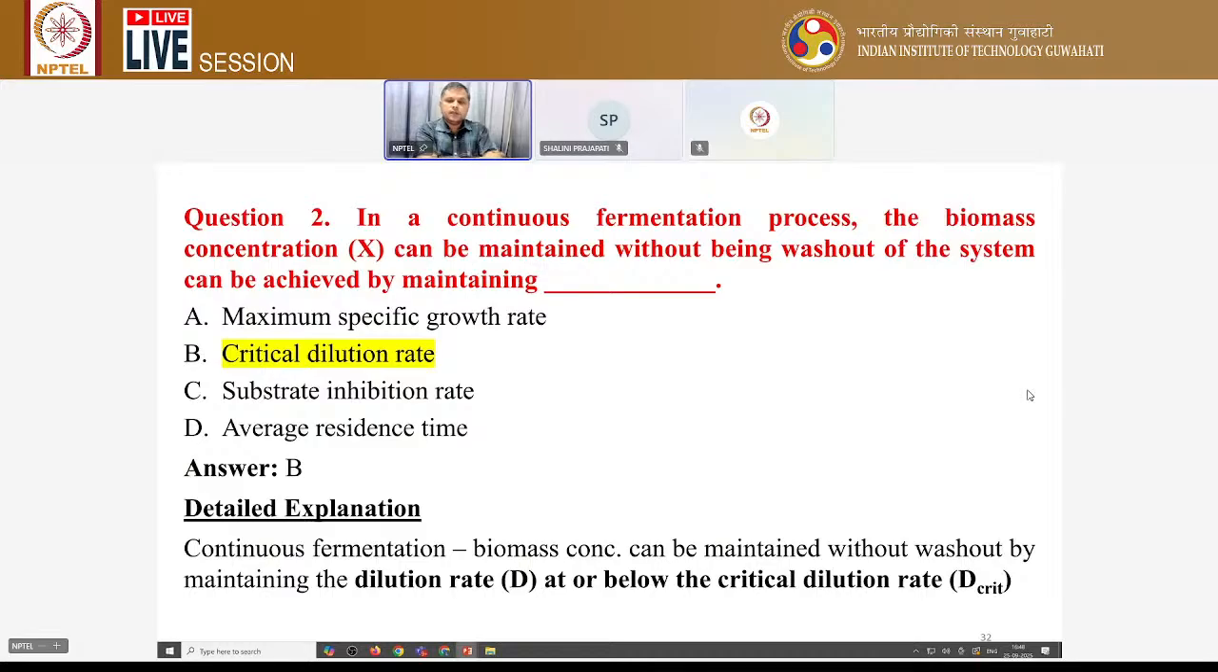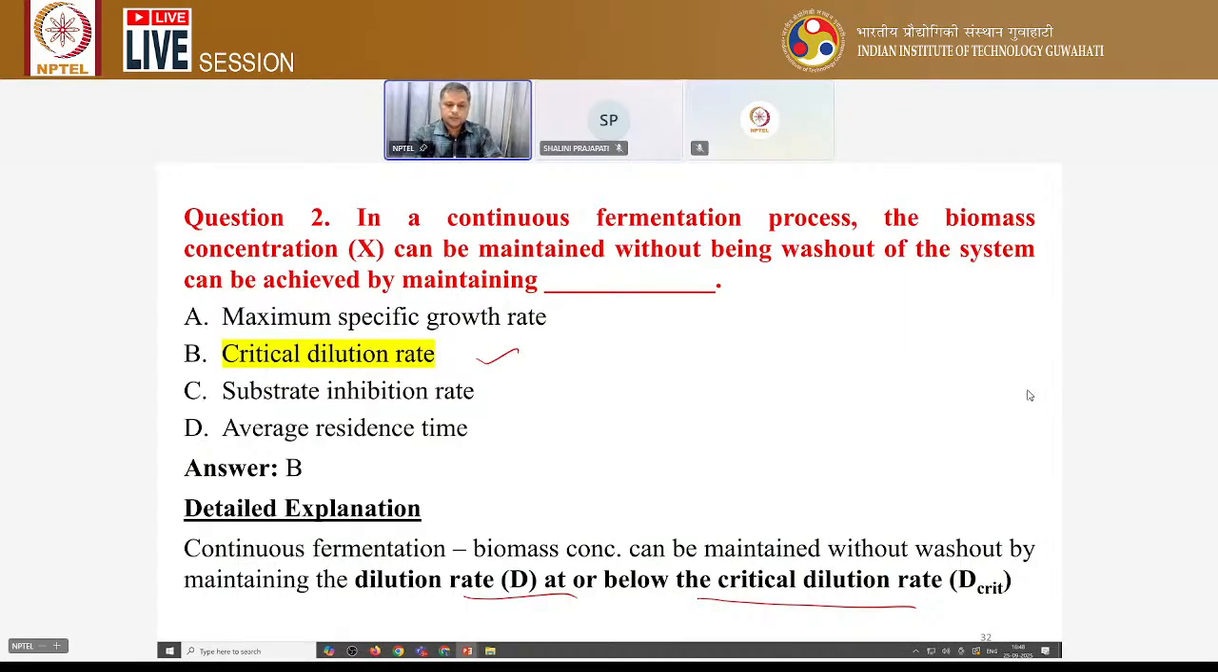Question 2: in the continuous fermentation process, the biomass concentration can be maintained without being washed out of the system by maintaining the dilution rate below the critical dilution rate. So if it is below the critical dilution rate, we can maintain the desired concentration of the biomass.